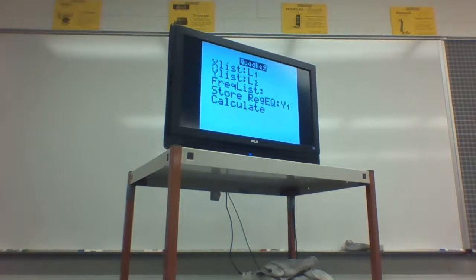Question? Sharon? Is it supposed to come with that? No, sometimes it won't. Different operating systems have different things. So you put list 1, comma, list 2, comma, vars, Y vars, function, Y1, enter. Same information, it's just entered slightly differently.